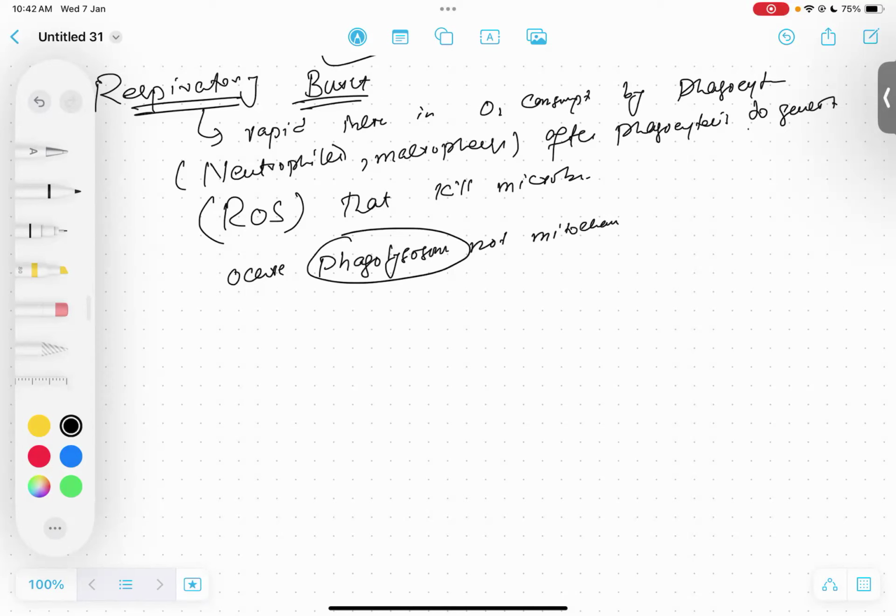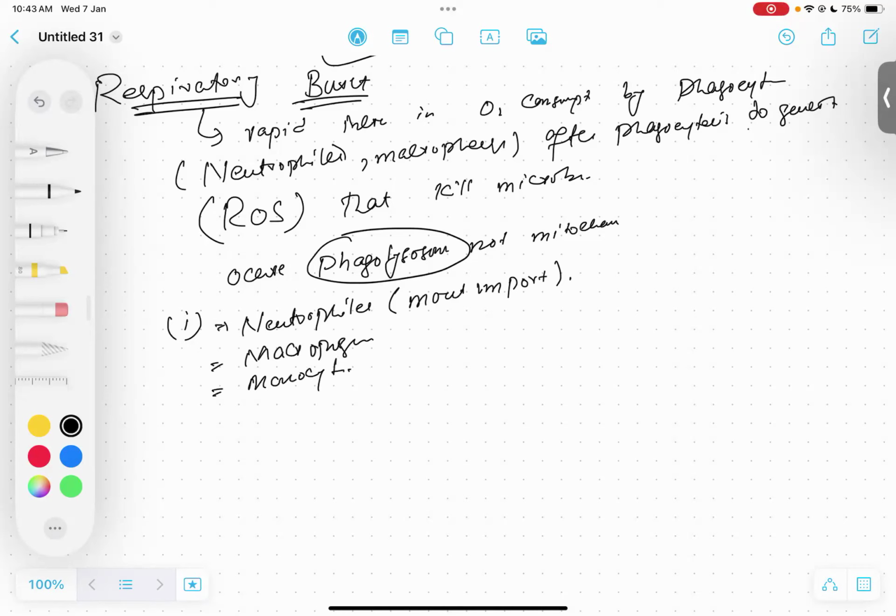The cells usually involved in respiratory burst are three different types. First is neutrophils, and these are the most important ones. The second one is macrophages, and the third one is monocytes. Their purpose is to kill engulfed bacteria and fungi using toxic oxygen radicals.